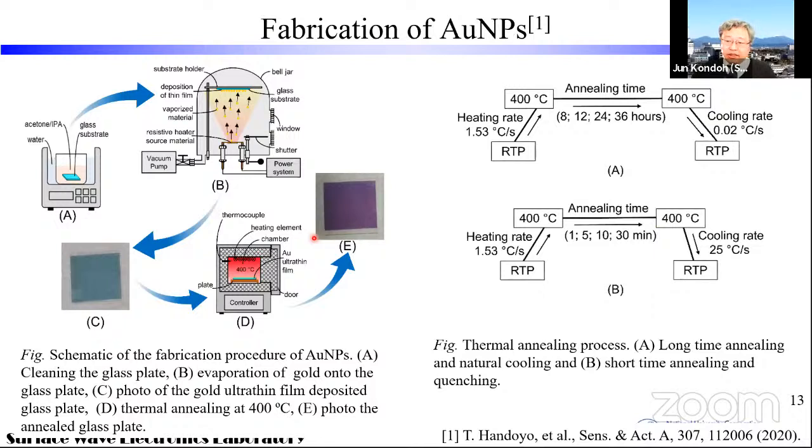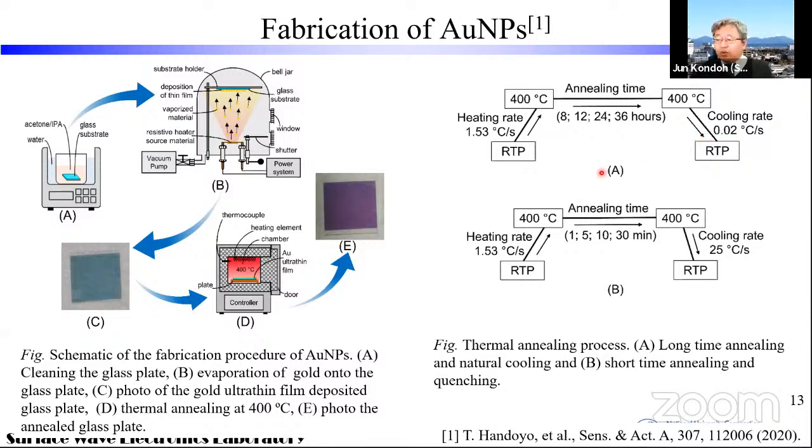In previous research, we used annealing to fabricate the aurum nanoparticles. After cleaning the substrate, a thin gold film is evaporated onto the glass substrate like this, and then this glass substrate is annealed at around 400 degrees Celsius. Then aurum nanoparticles are obtained. In the conventional method, the annealing time is very long, like this, and cooling is natural cooling.